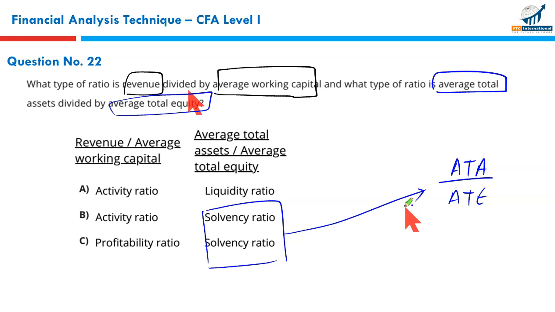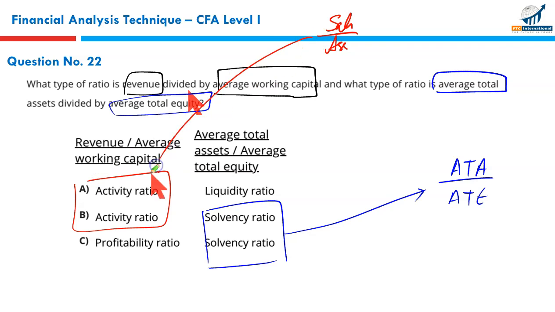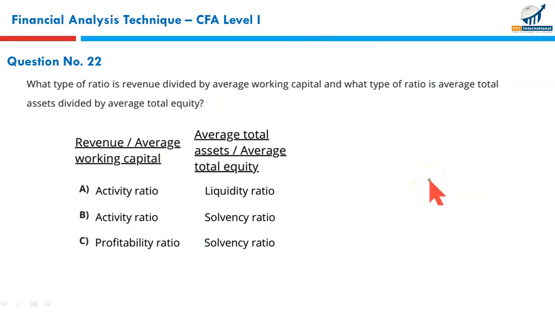All right. Now, what about revenue upon average working capital? That is, revenue means sales upon working capital, that represents your assets. Sales upon assets, it's similar to assets turnover. And assets turnover is what type of ratio? It's an activity ratio, which means the common part that is correct on both sides is B. Revenue upon average working capital is an activity ratio, and average total assets upon average equity is solvency ratio. It's basically the leverage ratio is called the equity multiplier. So that makes B to be the correct option.